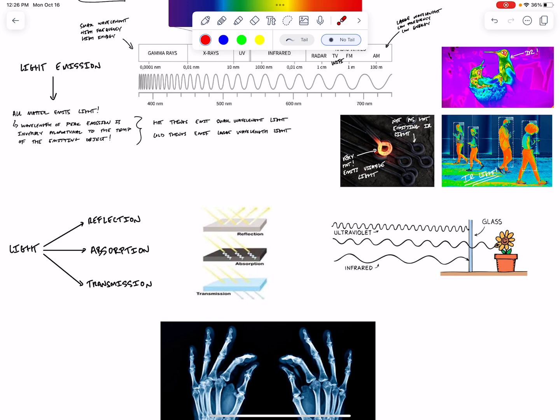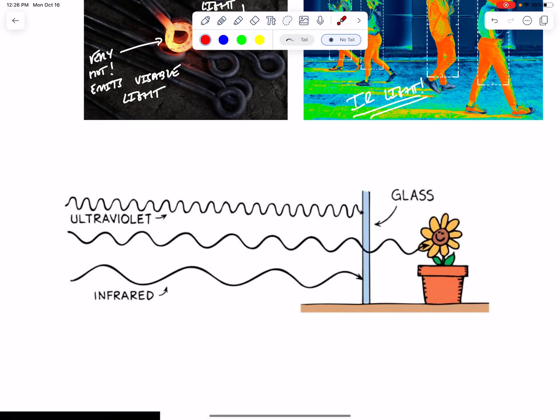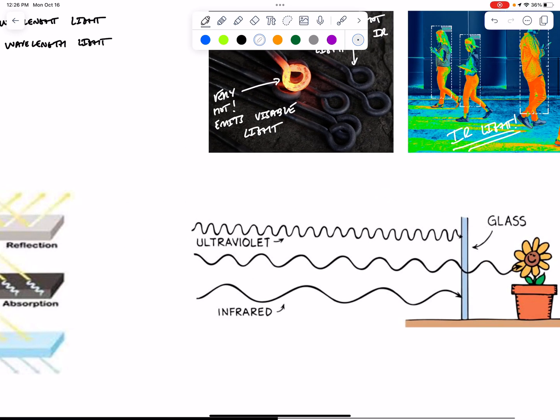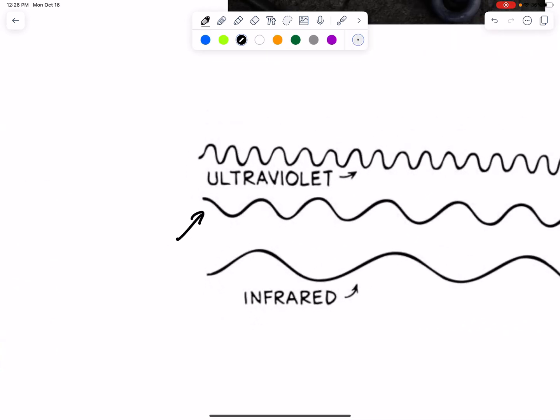Okay, so what do I actually mean by that? If you have a piece of glass, say, we use glass to let visible light in. So the glass is transparent to visible light. So this is visible light. This is in the visible spectrum.